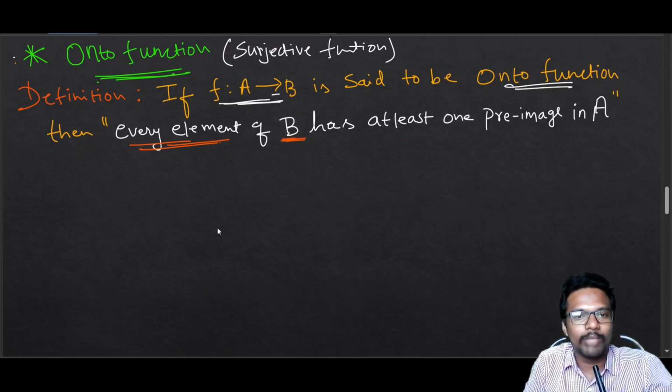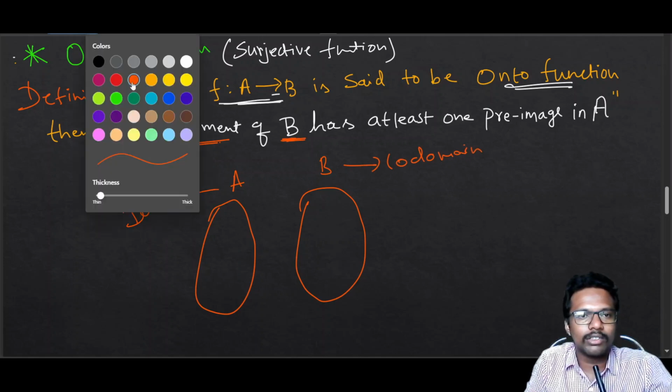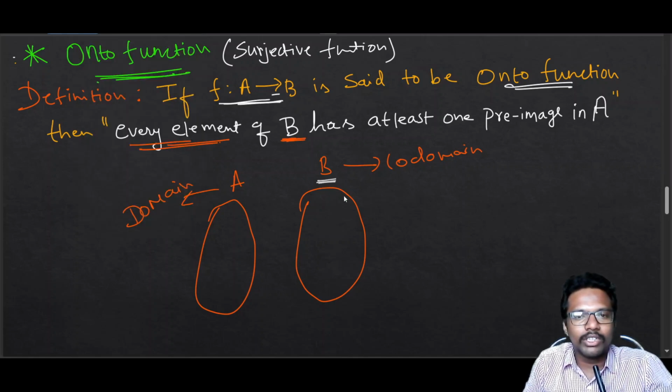Every element of B: here we have A and B. B is the codomain and A is the domain. So here we start the definition with this codomain B. Every element of B has at least one pre-image in A, at least one pre-image in A.